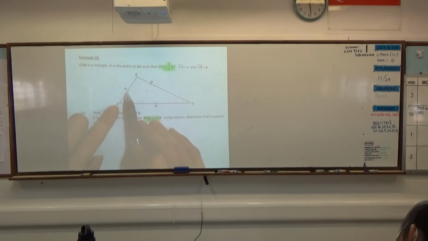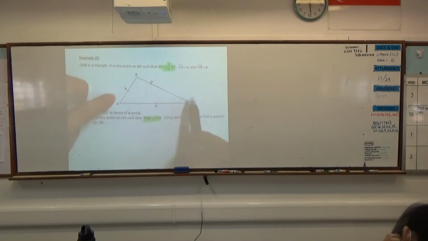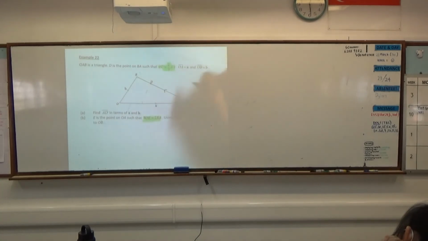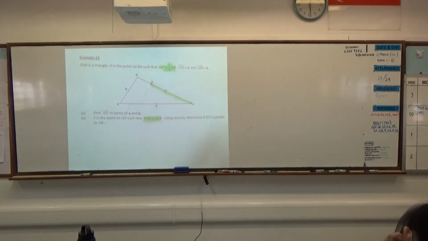So they did not give you any numbers in terms of a column vector to represent these vectors here. We want to find out what is AD in terms of A and B. So AD is a vector moving from A here to D, which is here. So how are we going to figure out the column vector of AD when there is no grid, nothing, so you can't really draw.